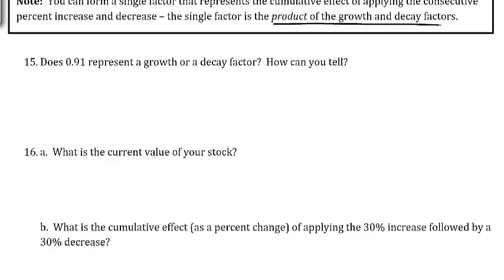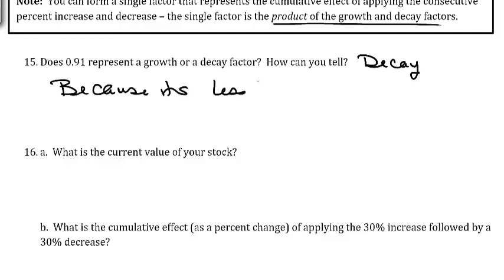Does 0.91 represent a growth or a decay factor? And it's decay. And how do I know that? Because it's less than 1. What is the current value on your stock?